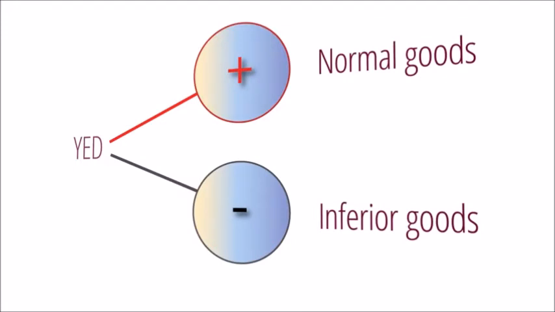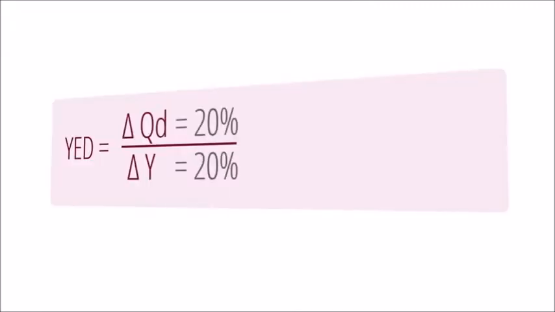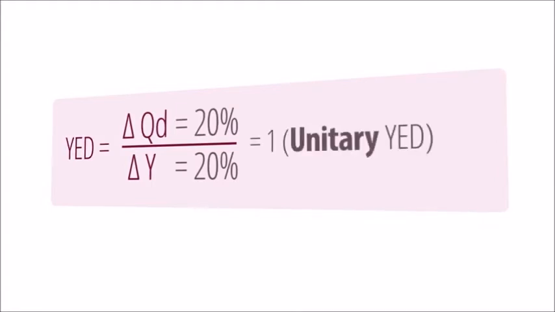However, there is another aspect to income elasticity: exactly how responsive, that is, how elastic, demand is to a change in income. Economists use the concept of proportionate to compare responses. For example, if the demand for a product changes in exactly the same proportion as income changes, then the result is proportionate, and YED will equal 1. If it does, then YED is said to be unitary.